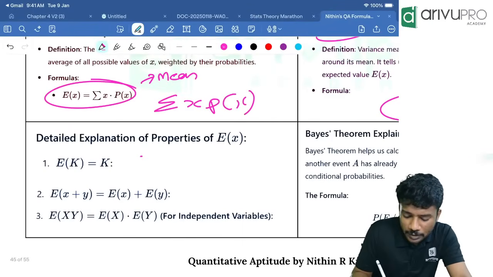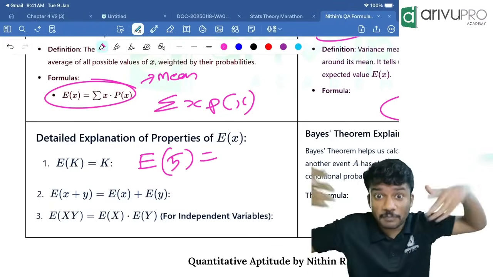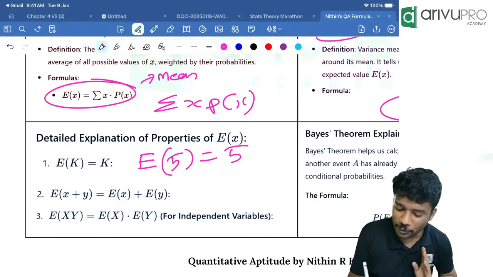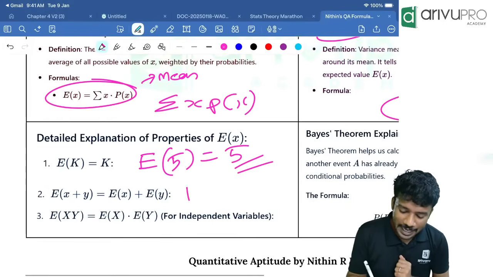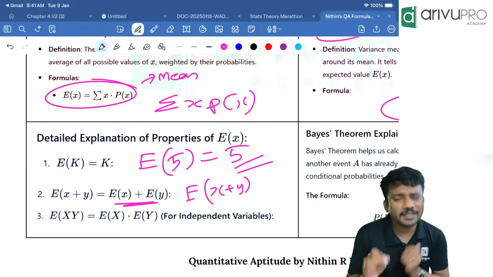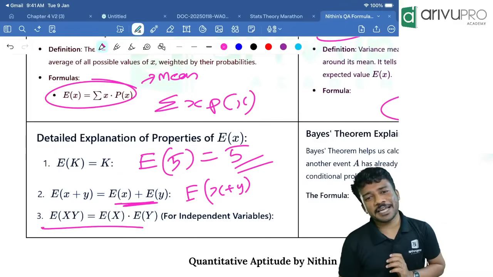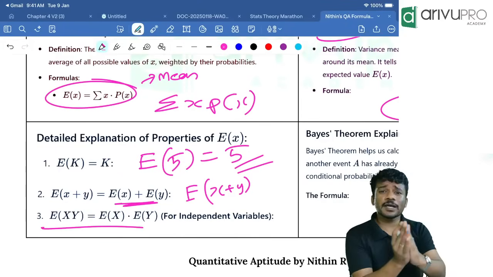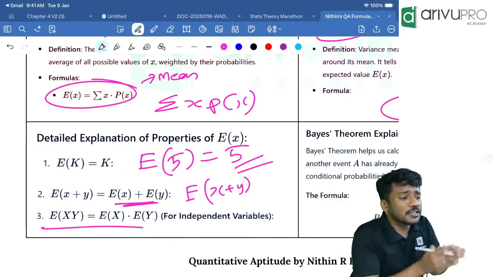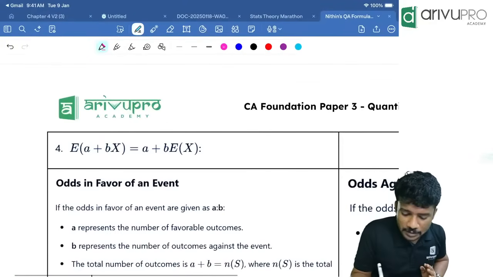Now another important thing, they can ask for expectation of a constant value. Expectation of 5 is how much? Can I expect 10 from 5? No, expectation of 5 will always be 5. Then expectation of x plus y can be written as the expectation of x plus expectation of y. Similarly, the product also can be written: expectation of x into y is nothing but expectation of x into expectation of y. Then coming to the important part, this is important.